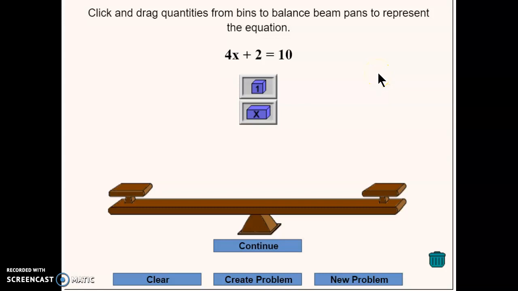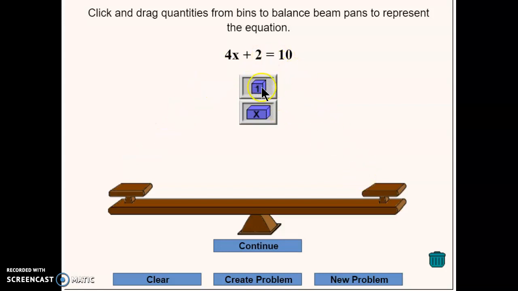This software is pretty good for learning how to solve equations. Here you can see that this is a linear equation, 4x plus 2 equals 10. Alright, how to use this tool? You can see that this is a balance. The first thing you need to do is to set up the equation on this balance.